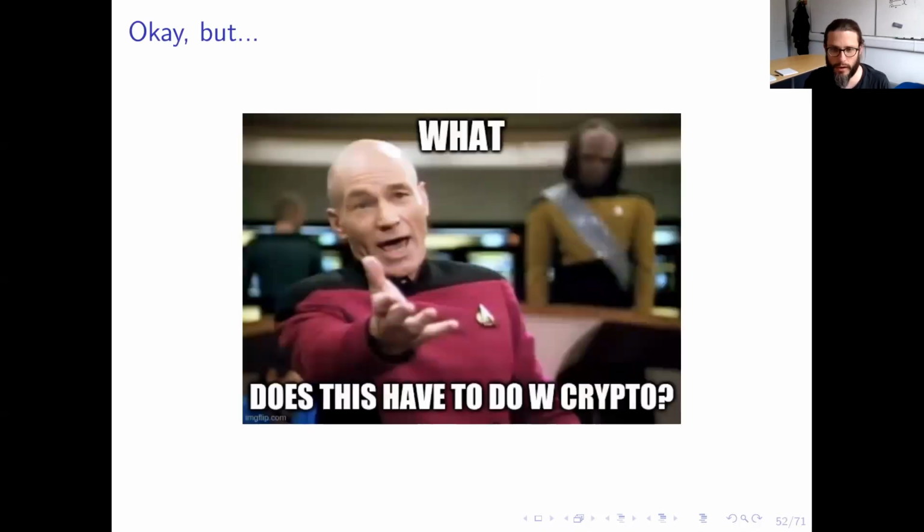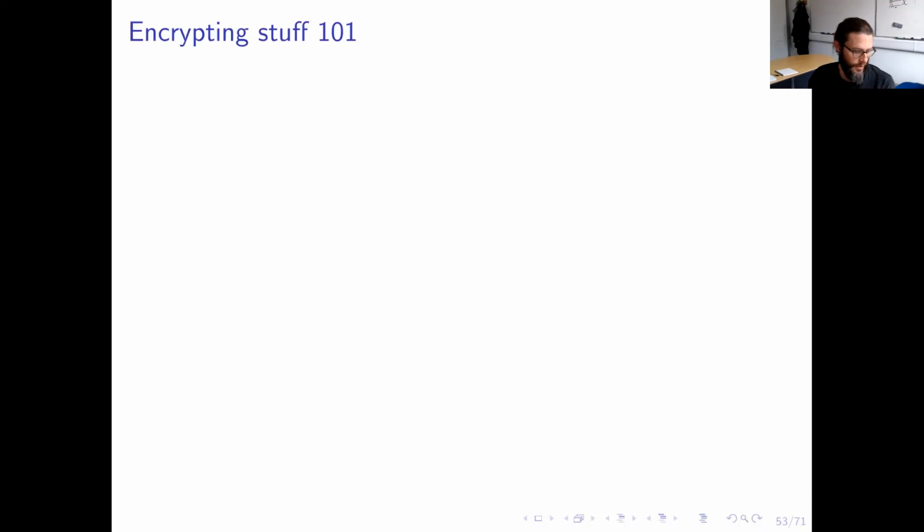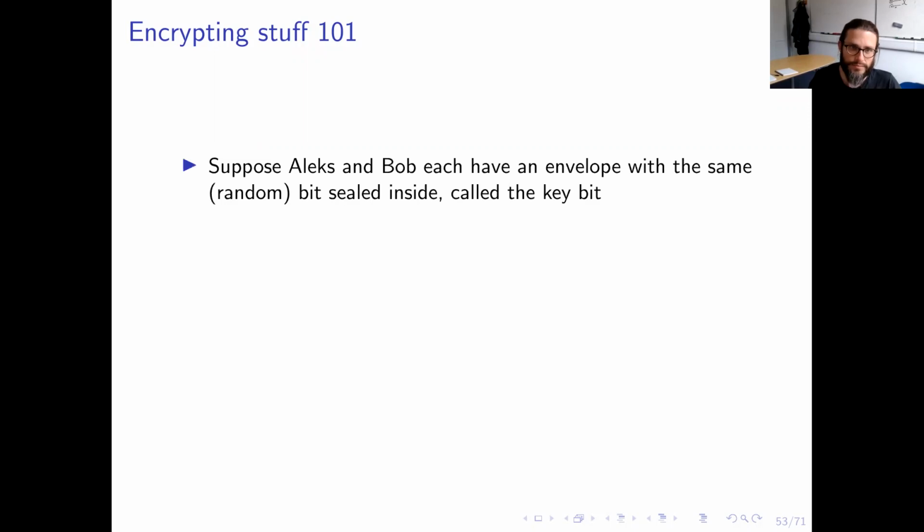Okay, but I said this had something to do with cryptography. So I can tell you now what this has to do with cryptography. Okay, so if you've never met crypto before, which I would assume many people have not, here's the simplest way that you can do encryption. Okay, so encryption is basically a way that I can use a secret key to encode a message in such a way that if somebody's looking, they won't be able to read that message.